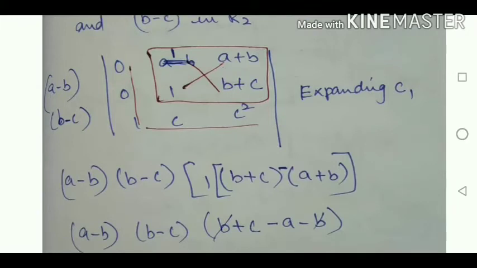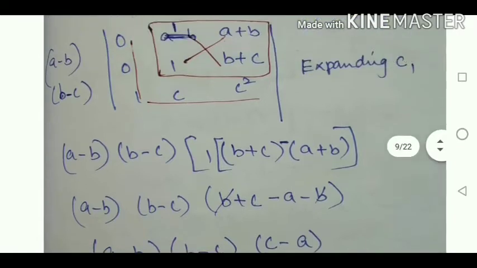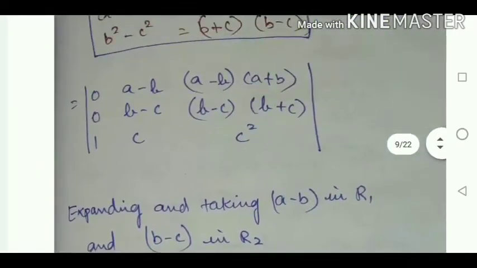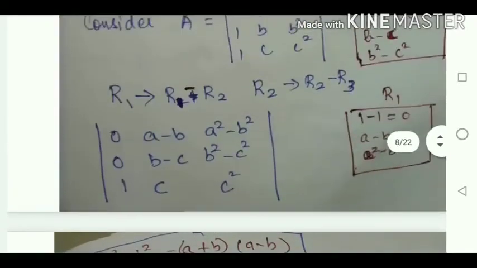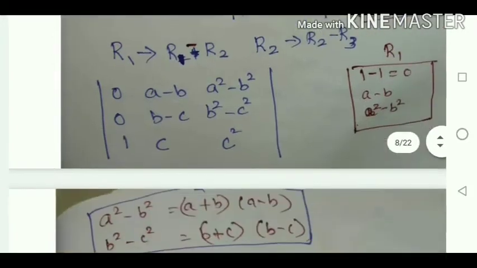1 into b plus c, minus 1 into a plus b. So a minus b, b minus c, b plus c minus a minus b. If you cancel b, you are getting the answer a minus b, b minus c, c minus a. This is the answer for the first matrix, because we are considering the first matrix only, here I am taking the A.